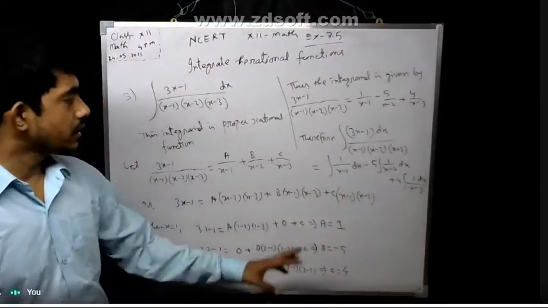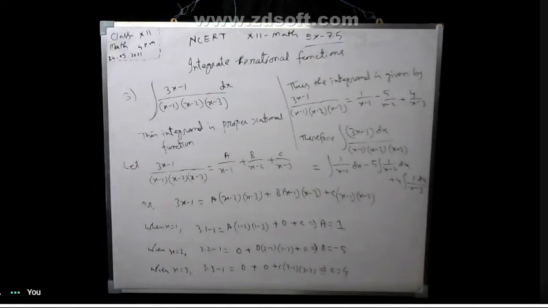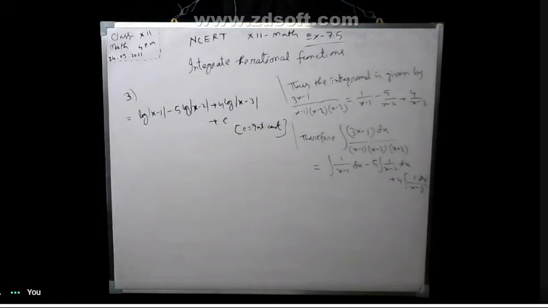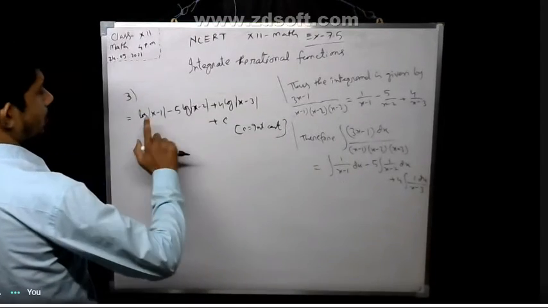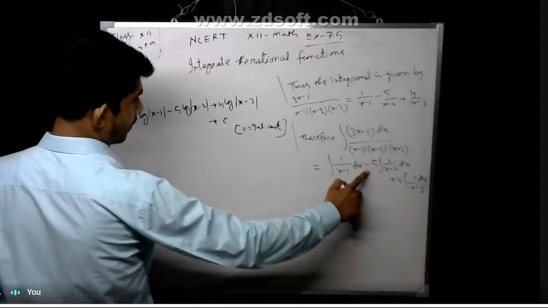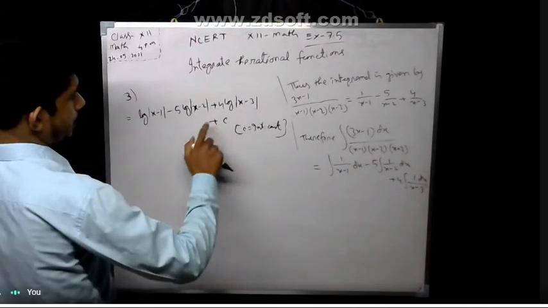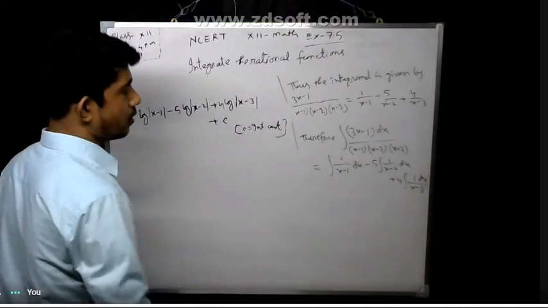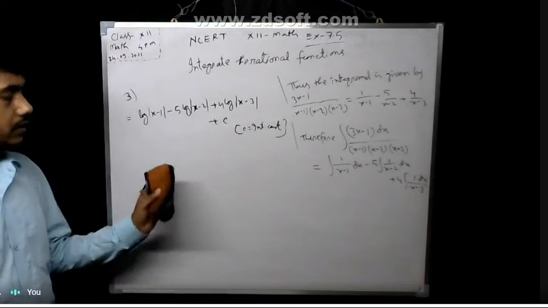Then it is very easy. Log of this, log of this, log of this. Do it. So this is equal to, the integral of 1 by x minus 1 dx is log of (x minus 1), minus 5 into log of (x minus 2), plus 4 into log of (x minus 3), plus C. C equal to this constant. Also you can take log C. Okay. This is the complete answer.